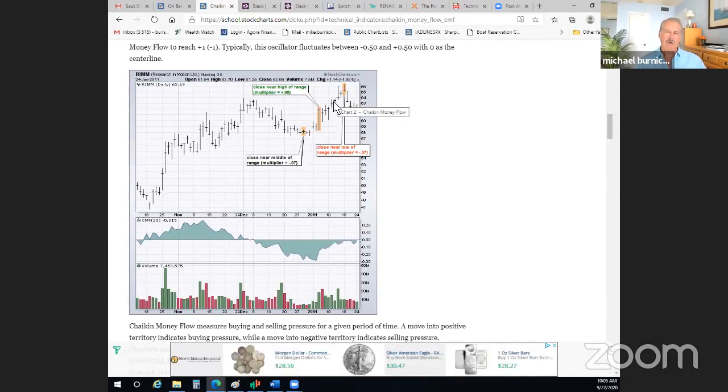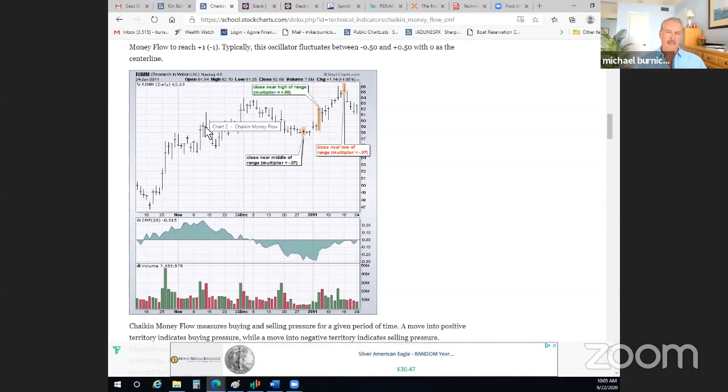It would be a negative divergence. And you can see that here on this chart of Research in Motion, which isn't even around anymore as a stock. But you can see right here, the stock in November hit a high, pulled back a little bit. And you can see that the money flow, the Chaikin money flow, pulled back.